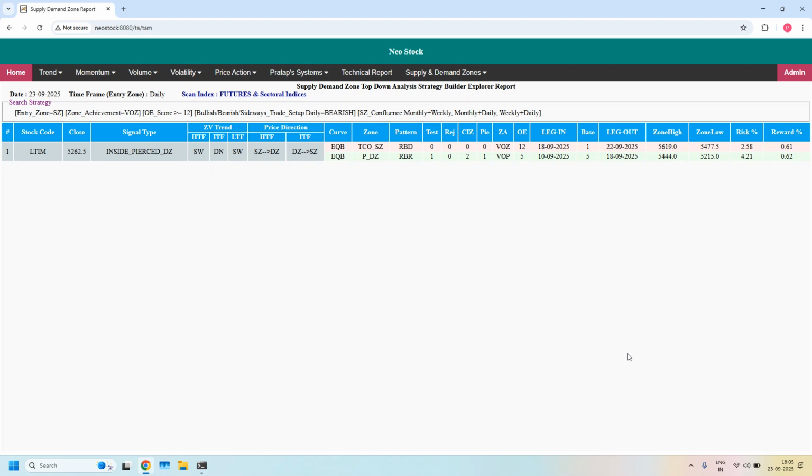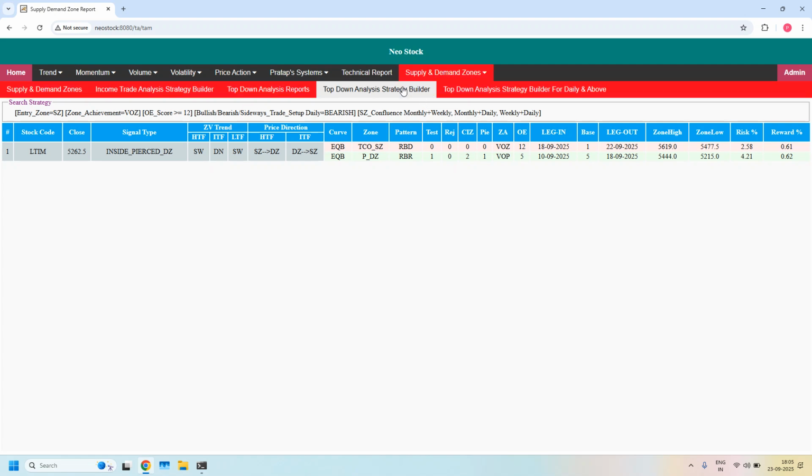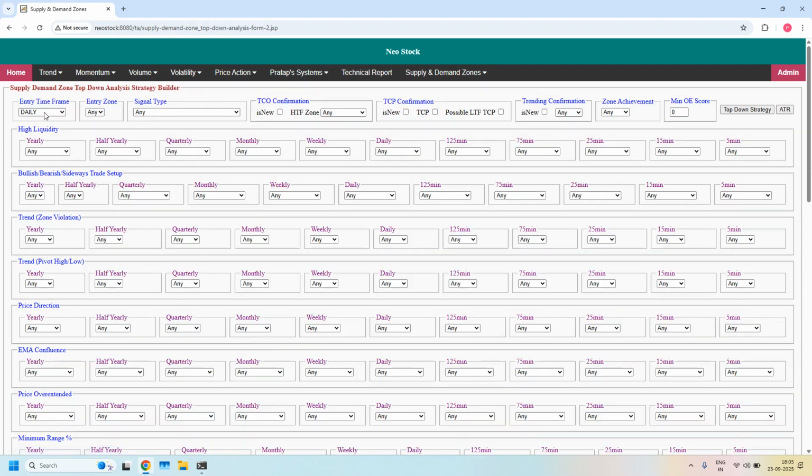Okay, now we completed the monthly income trade reports. Next, I will generate weekly income trade reports. For weekly income trade, the entry time frame is 75 minutes. Entry zone, demand zone. Bullish, bearish, sideways at 75 minutes. I am selecting sideways long; reports I am generating. Zone achievement should be violated opposing zone. Minimum odd enhancer score should be 11 for sideways. And the third filter: the 75 minutes demand zone should not be pierced.